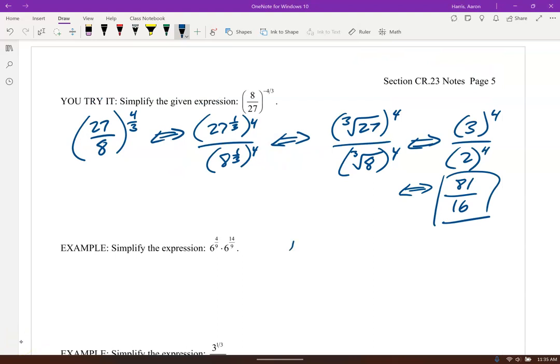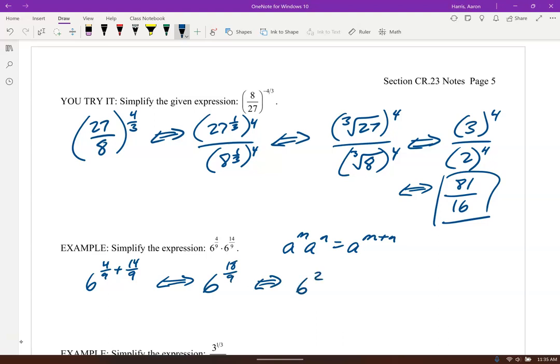Notice they have the same base, so I'm just going to use a to the m times a to the n equals a to the m plus n. So I got 6 to the 4/9 plus 14/9. Well, that's 6 to the, notice they have a common denominator, 18/9. Well, 18 over 9 is 2. So this is just 6 squared, which is 36.